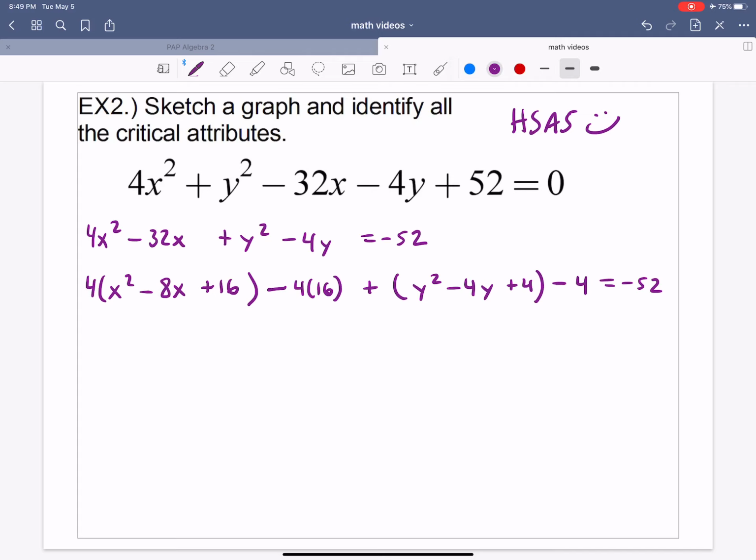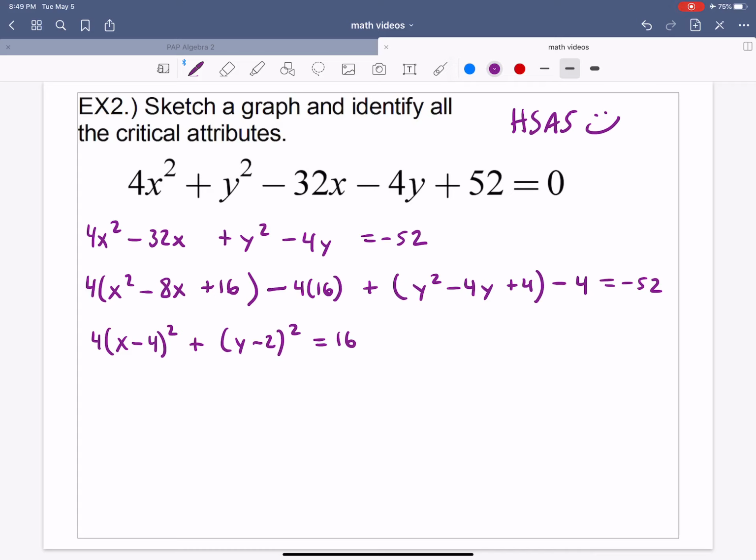Now let's clean some things up. So we have 4 times x minus 4, the quantity squared, plus y minus 2, the quantity squared, equals, let's add 48 and add 4 to the other side. No, 16 times 4 is not 48. 16 times 4 is 64. So 64 plus 4 added to the other side, I think that gets us 16. It should get us 16.